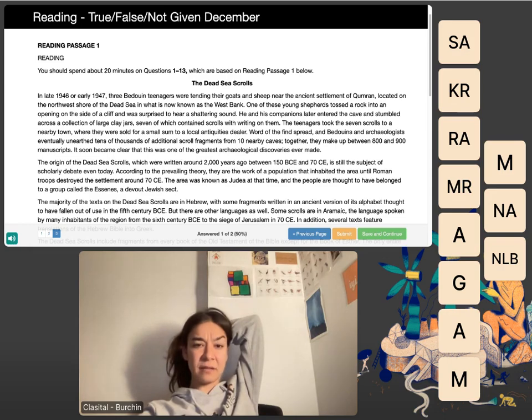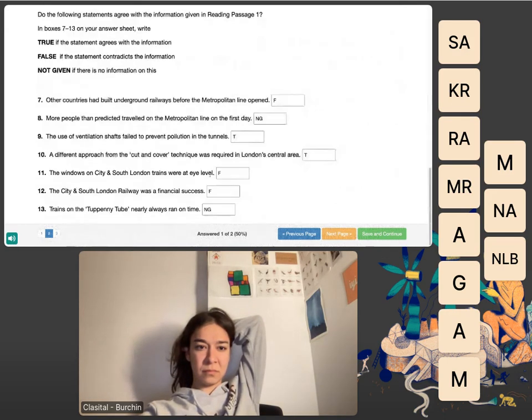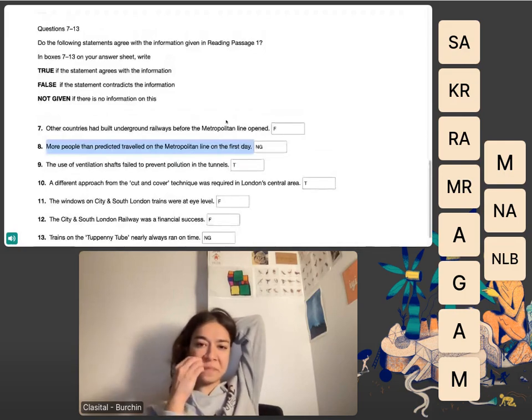Can you explain 8? This one, more people than predicted traveled on the Metropolitan line on the first day. Of course.